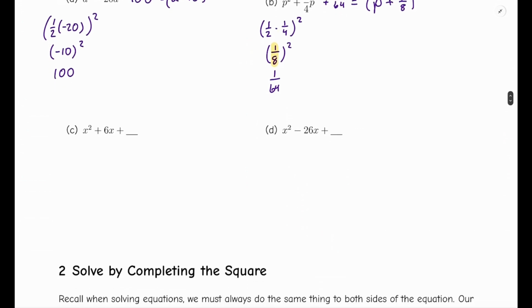X squared plus 6x, well, we've already done this one. We know it's 9 we have to add, and it's x plus 3 squared. Same with x squared minus 26x. It's 169 we need to add, and it becomes x minus 13 squared.